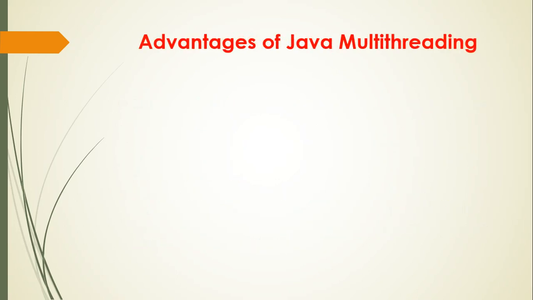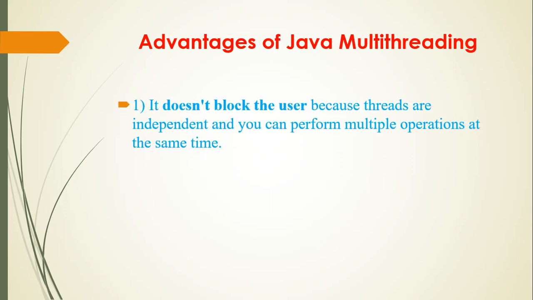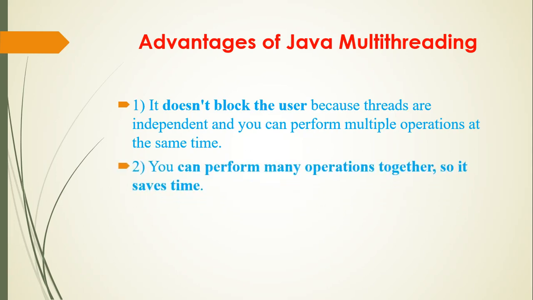There are some advantages of Java multi-threading. The first one is it doesn't block the user, because threads are independent and you can perform multiple operations at the same time. We all know that with the help of threads, we can perform multiple operations at the same time, and that's why it doesn't block the user. So it is useful for us. We can perform many operations together, so it also saves time. This is the biggest advantage of using multi-threading in Java.